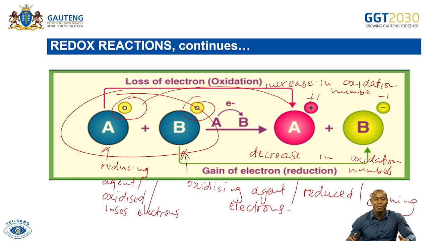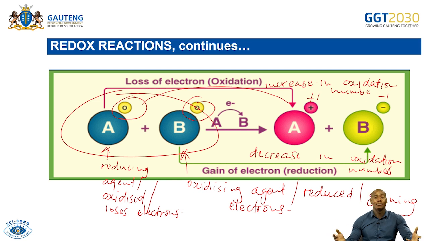But where are those electrons coming from? The electrons are not coming from heaven or from the atmosphere, but they're coming from one substance to the next. So electrons are coming from A to B, or they're transferred from A to B. So that is very, very important. If one substance is losing electrons, the other one is going to gain those electrons.